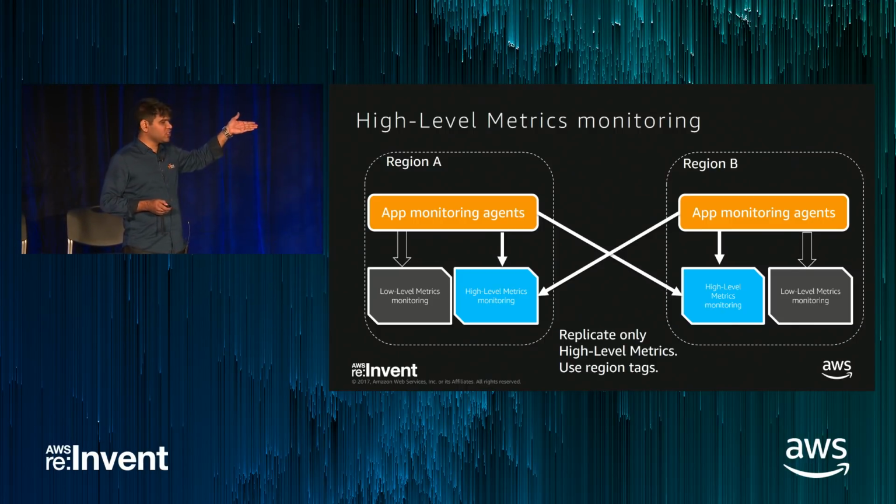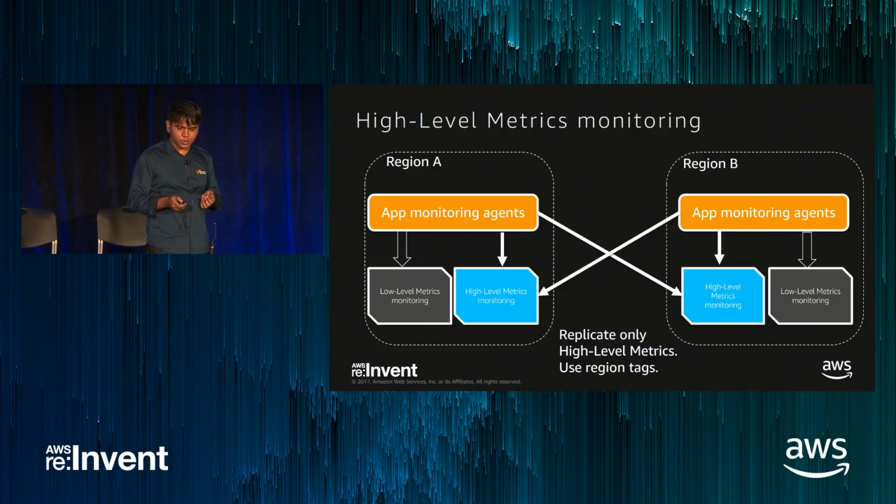So this also reduces the cross-region traffic, because high-level metrics are low in volume, whereas low-level metrics, which are like HTTP logs, are high in volume. You don't want to be shipping everything to everywhere.